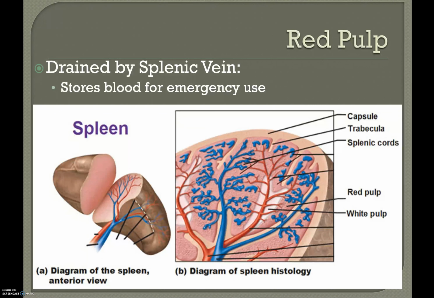The red pulp contains blood for emergency use. For example, if something happens to us and we lose a lot of blood, it is from the red pulp of the spleen that blood will come out to make up for the blood that we have lost. So the red pulp is associated with blood storage for emergency use. That's all you need to know from the lymphatic system.